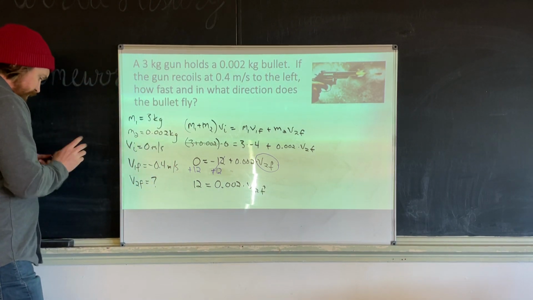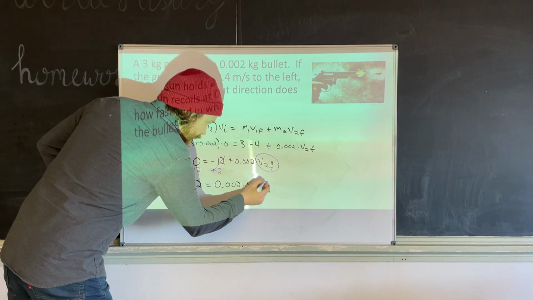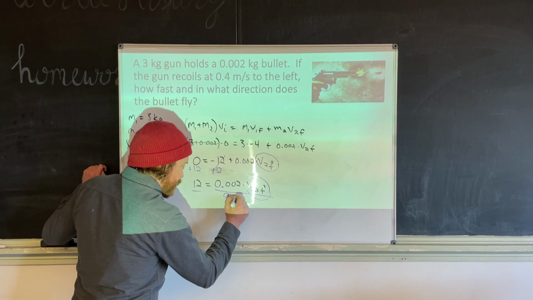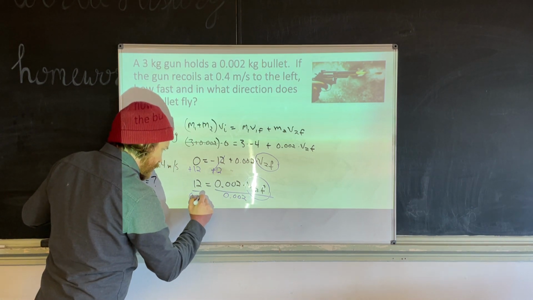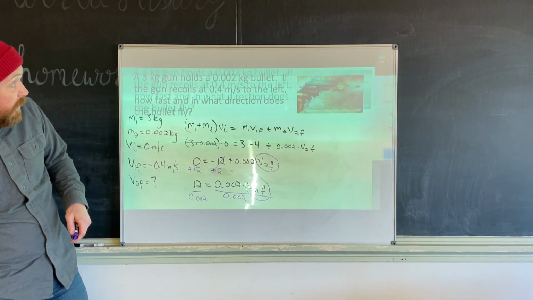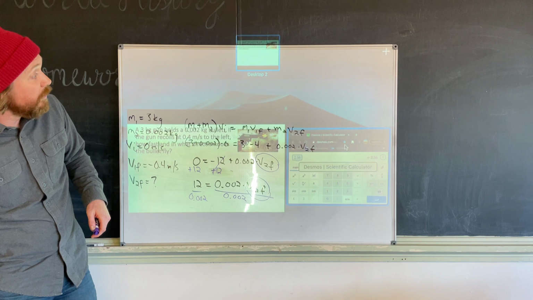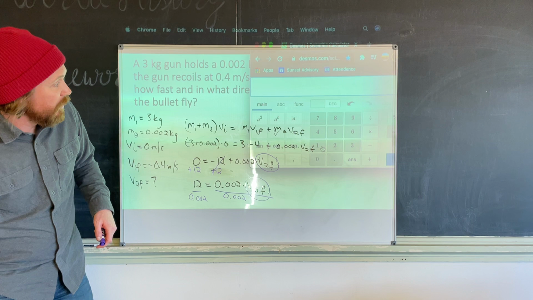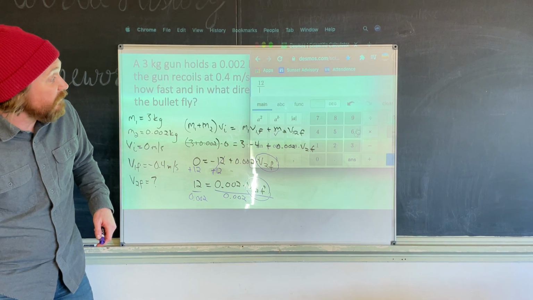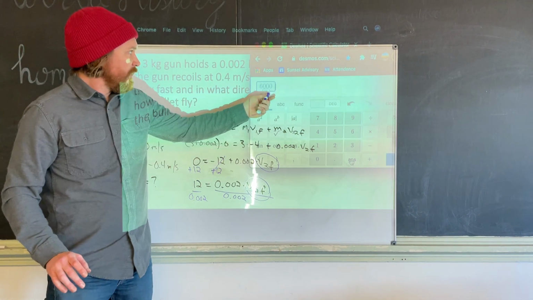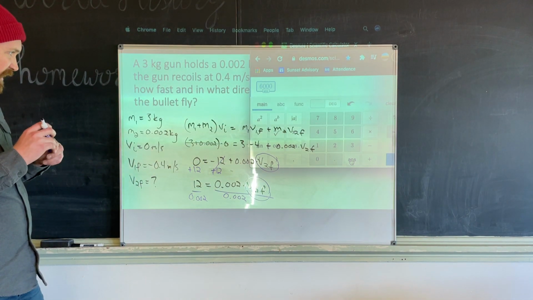And we are back to very familiar territory here. I want to get V2F by itself. This is multiplication, so I divide by 0.002. Whatever I do to that side, I've got to do to this side. And I bring in my calculator. There it is. Let me clear all this up. Sorry, I've got a big glare going here. And I got 12 divided by 0.002. Enter, and my answer gives me 6,000.